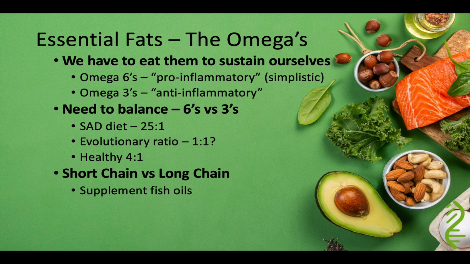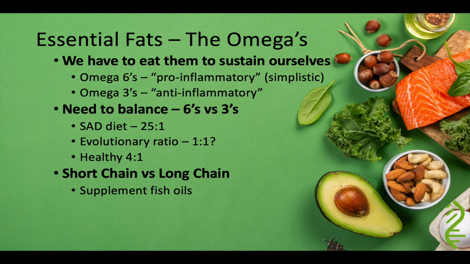So we have to eat these, and the simplistic view is omega-6s are the pro-inflammatory and the omega-3s are the anti-inflammatory. But I think it all comes down to the balance between the omega-3s and the omega-6s. We actually do need both of them, right? So it's not that we don't need the omega-6s. The problem is in the SAD diet, or the standard American diet, which has become the SAD diet for the whole world, the balance is tipped way, way over. So 25 to 1 omega-6s to omega-3s, right?